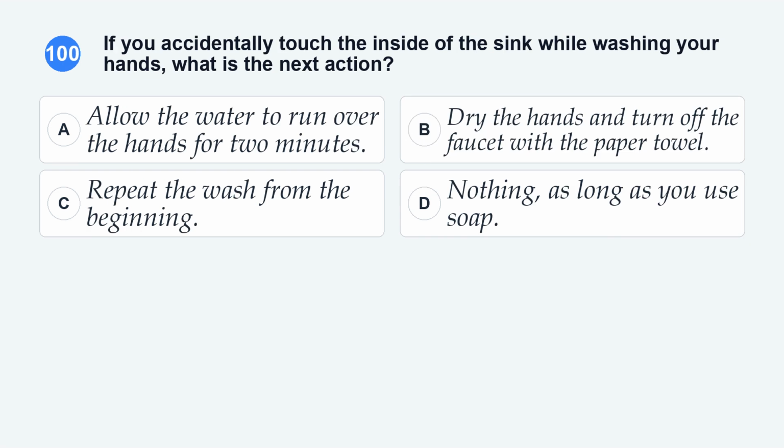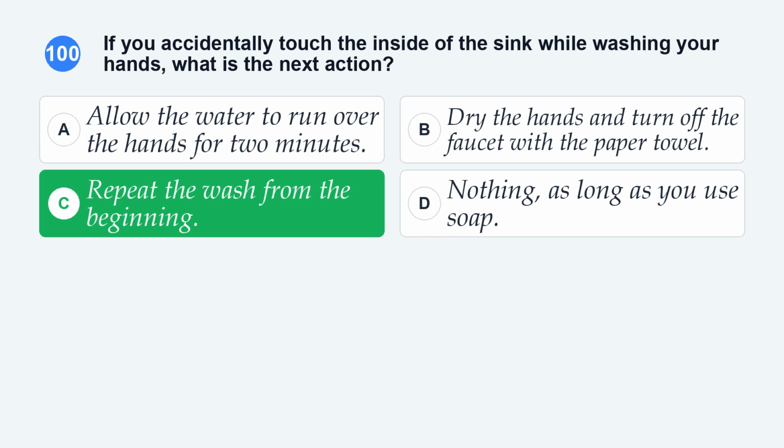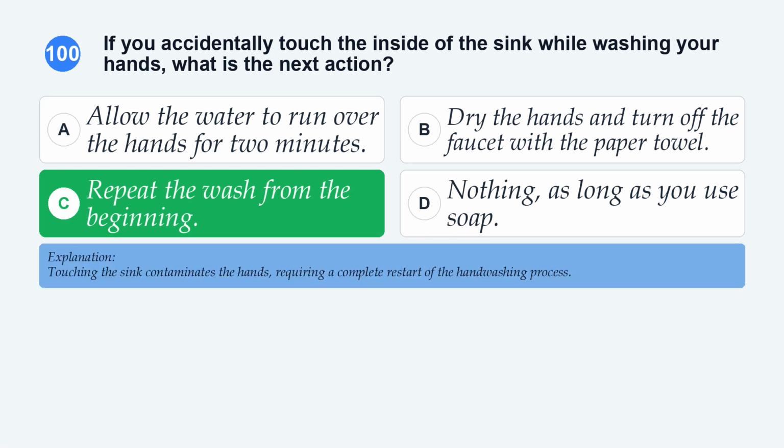Question 100. If you accidentally touch the inside of the sink while washing your hands, what is the next action? Option A, allow the water to run over the hands for 2 minutes. Option B, dry the hands and turn off the faucet with the paper towel. Option C, repeat the wash from the beginning. Option D, nothing as long as you use soap. The correct answer is option C. Repeat the wash from the beginning. Explanation. Touching the sink contaminates the hands, requiring a complete restart of the hand washing process.